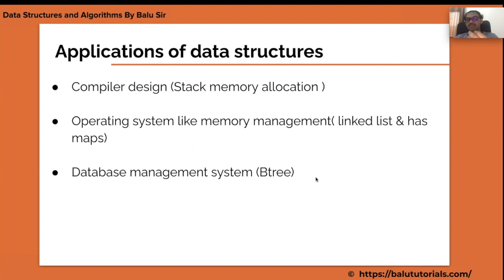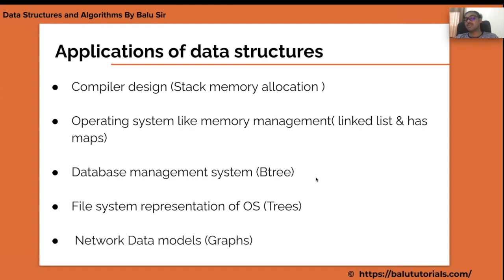Database management systems are going to use B-trees, like if you are going to work on Oracle, SQL Server, big data, or big queries. These all are represented based on the B-tree. So compiler design is going to use stack memory. Operating systems are going to use linked lists and hash maps, whereas a database management system is going to use B-trees. File system representations are going to use trees. Network data models are going to use graphs.